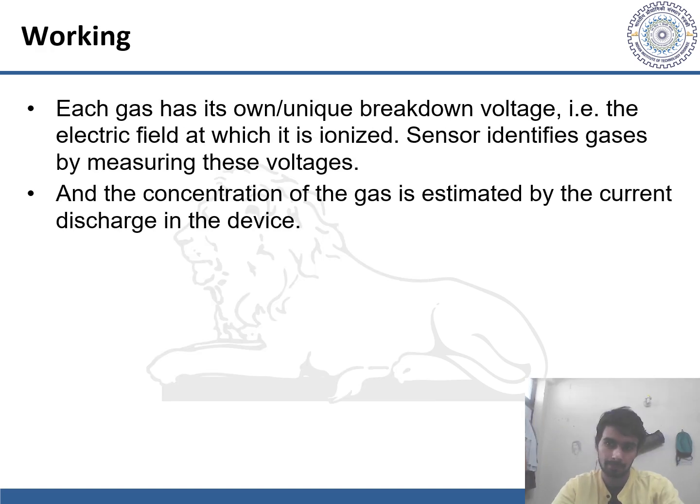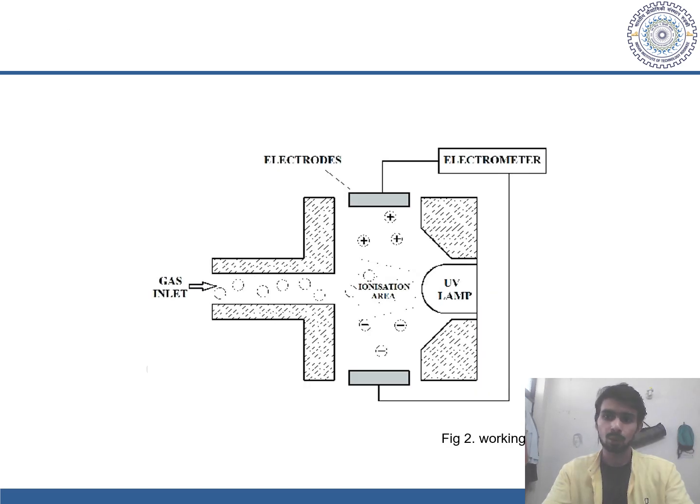Coming to the working principle of gas sensors, well, there is no general working principle because for different gases, we use different sensors for better sensing. The most commonly used are electrochemical, which are based on electrochemical sensing technology because of the low cost. It works on the principle that each gas has its own breakdown voltage, and based on the breakdown voltage, the sensor identifies the gas, and the amount of discharge current determines the concentration of gas in the air.